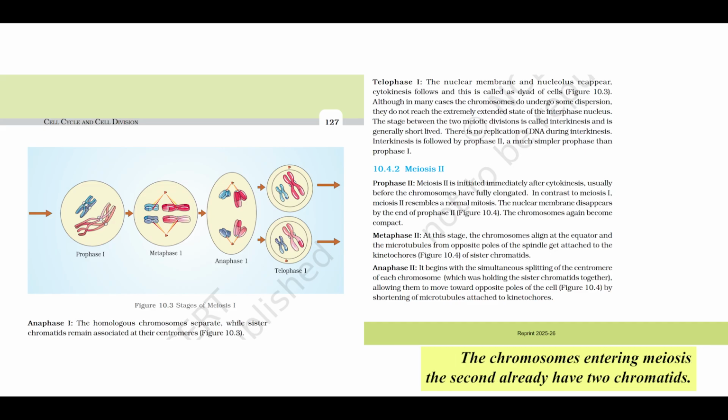The chromosomes entering meiosis II already have 2 chromatids. No S phase between meiosis I and II. Very important. Okay, so meiosis I reduces the homologous pairs. What about meiosis II? He said it's more like mitosis.